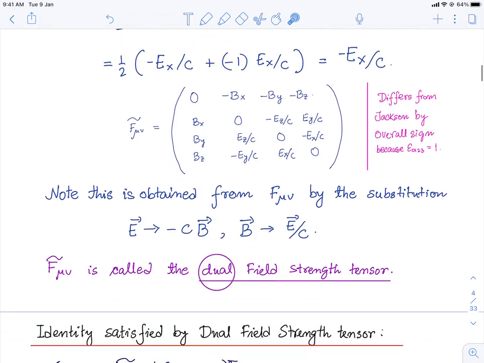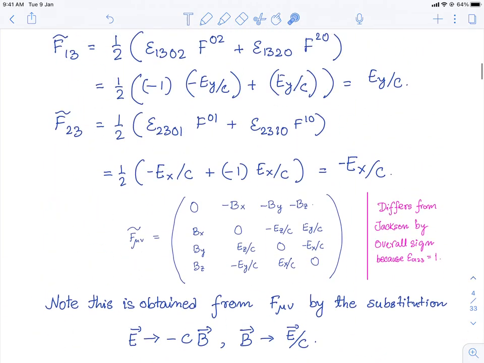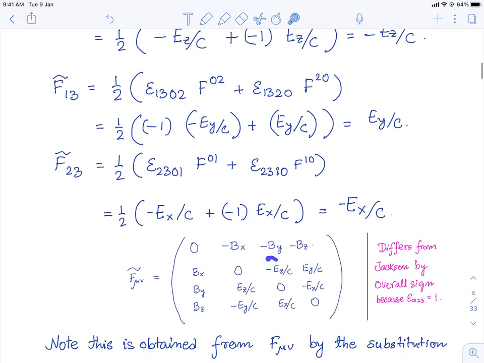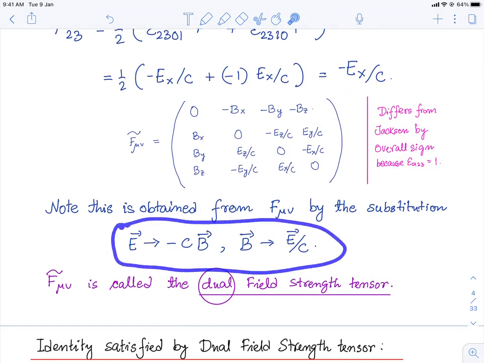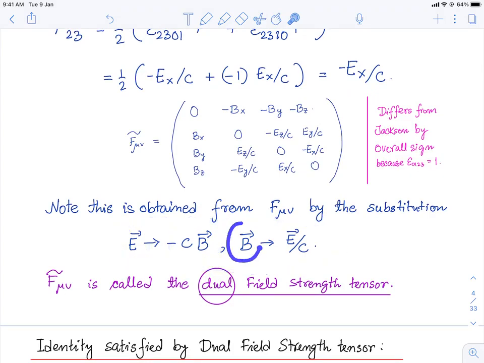Very good. So these are the components, and as you can see, the electric fields and the magnetic fields are flipped. In fact, you can write down that the electric fields become minus the magnetic fields, and the magnetic fields become the electric fields, without a sign. And again, the factor of c you have to adjust accordingly, because there's a factor of c in the electric field and no factor of c in the magnetic field. This F tilde also has a name. It's called the dual field strength tensor.